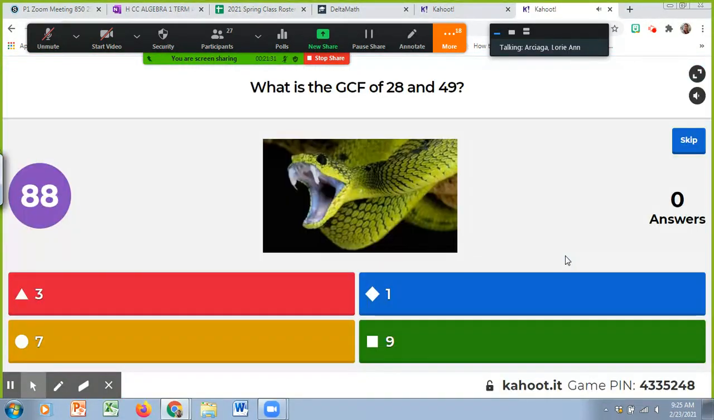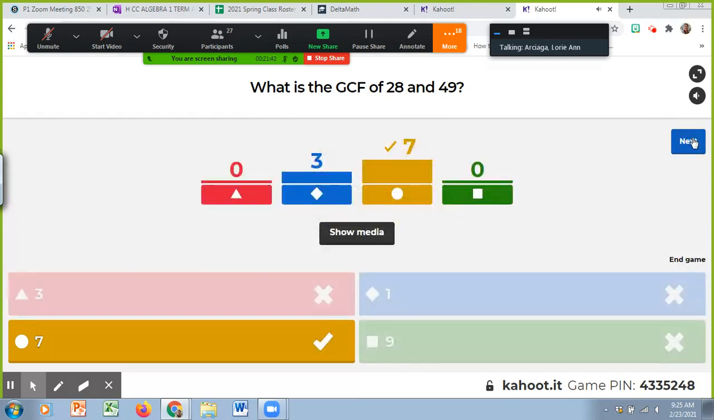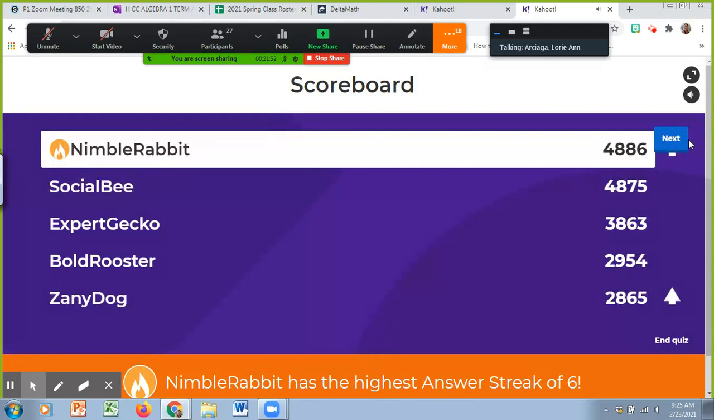Oh, I didn't see who's winning. 28 and 49. 5, 4, 3, 2. Skip. All right. 7. And who's winning so far? Nimble Rabbit back on the lead. Okay, a few more. Here we go.